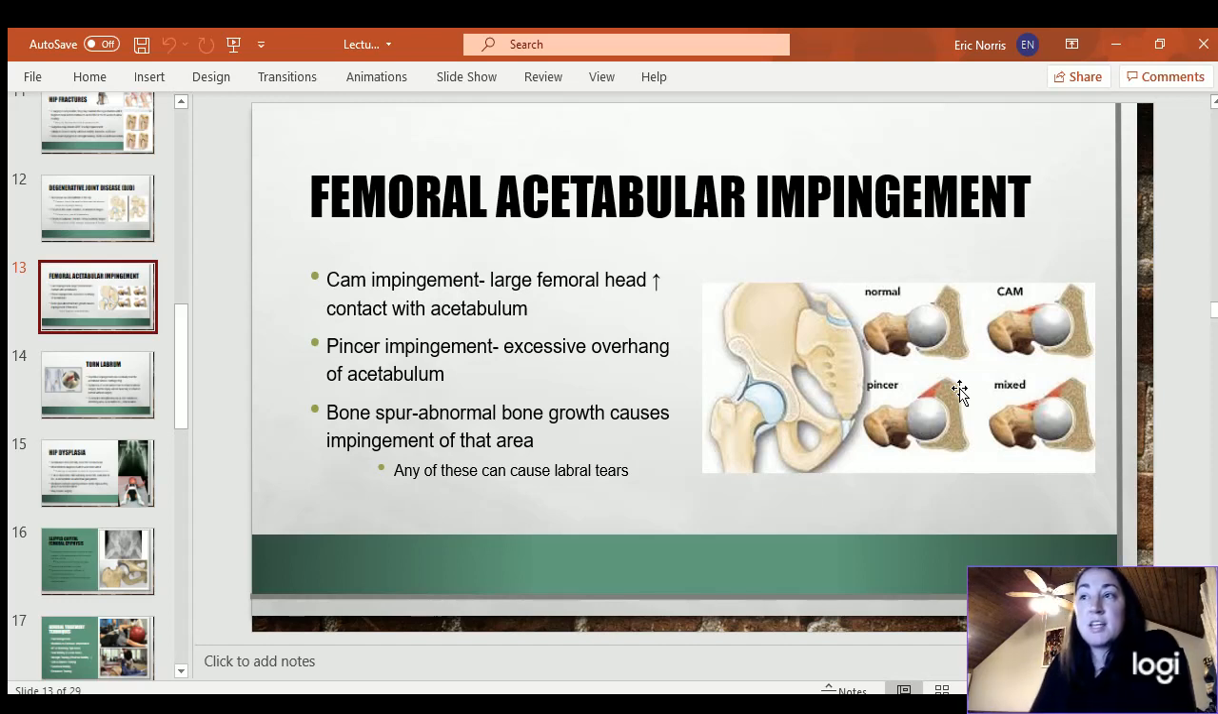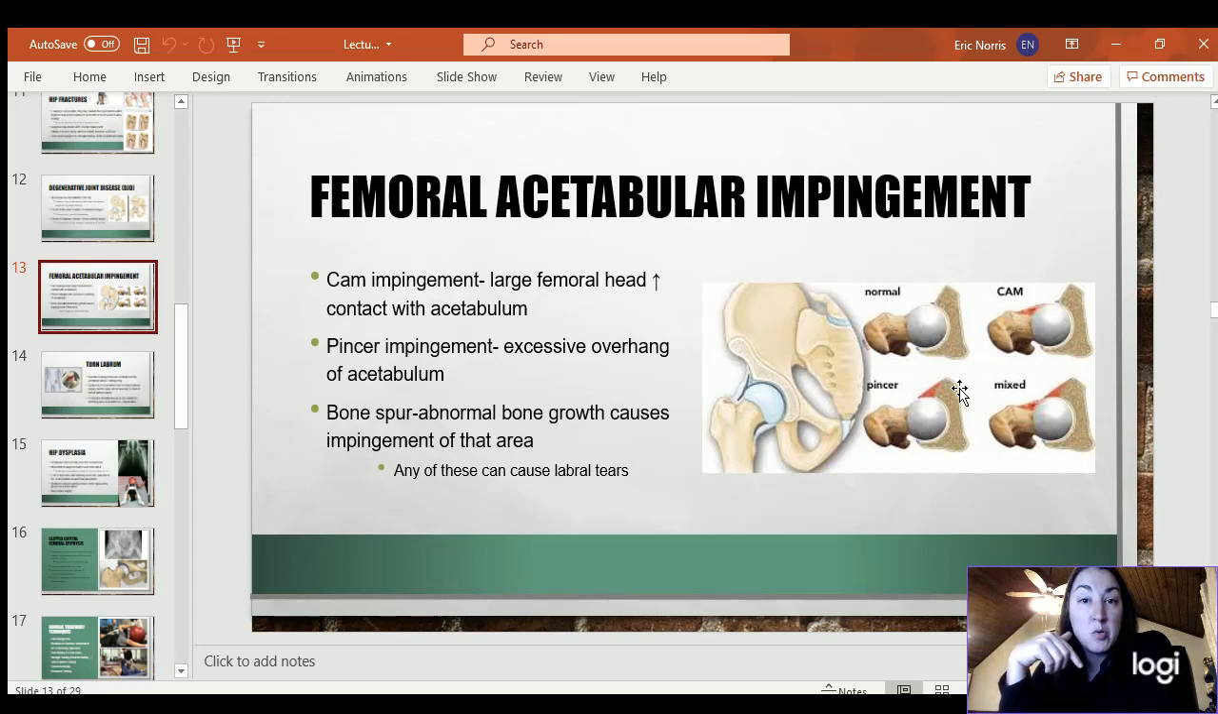Bone spurs can develop. That would be an abnormal bone growth that can be there from birth. You could have a bone spur that was already there from birth and it's been there the whole life and it's always impinging, or it could develop based on extra pressure in that area. Then the bone begins to form in that area and creates a bone spur. And each of these things, any impingement in that area, is impinging the labrum, the cartilage surrounding the area, and it can cause a labral tear.